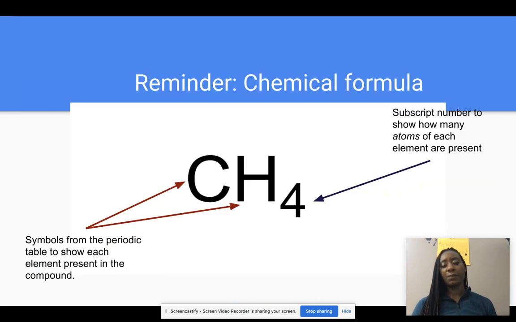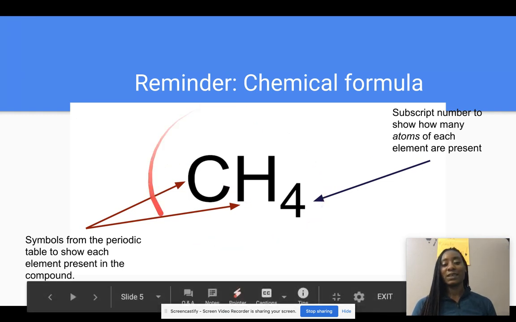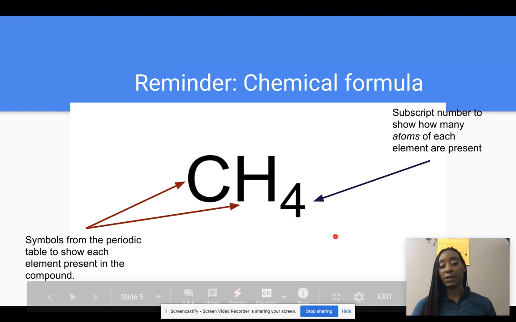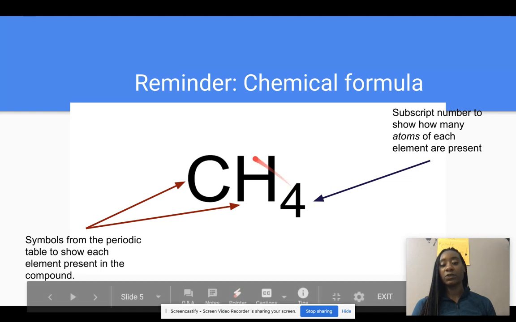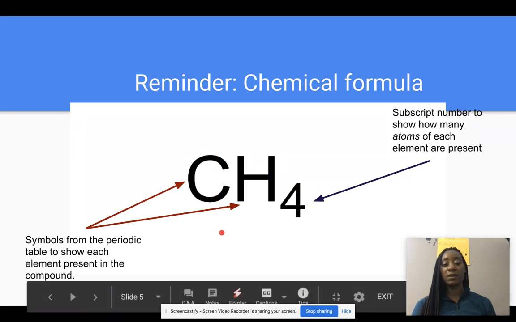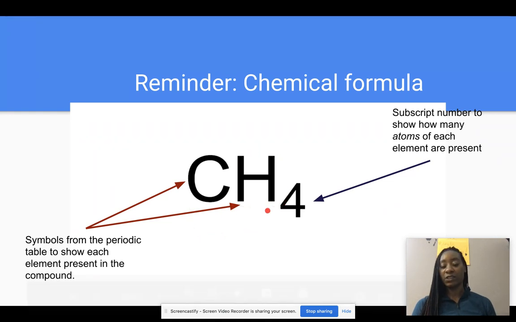And this is another reminder on how to read a chemical formula. Today we will see a lot of chemical formulas and we need to properly read them. If you have your periodic table in front of you, it's important to correctly identify the elements. For example, this is a capital C, so this will represent carbon, and this is a capital H, and this will represent hydrogen.